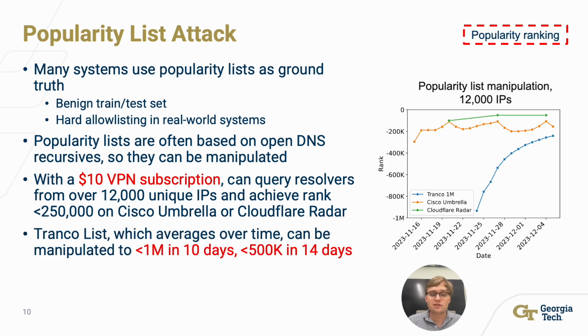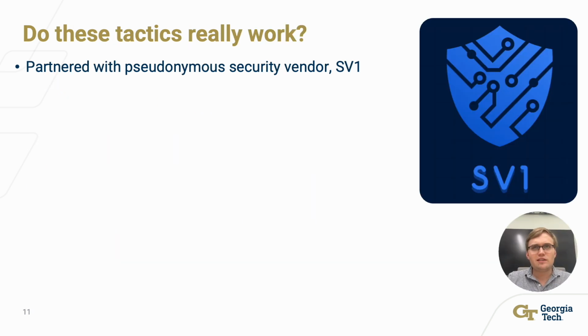The Tranco list, which is an often used popularity list in both academia and in industry, averages popularity from these multiple different sources over time. This blue curve on the right shows that we can manipulate this to 1 million in 10 days and to 500,000 in 14 days. So we've shown that these attacks are practical when it comes to financial cost and time, and we've shown that they're effective against academic models.